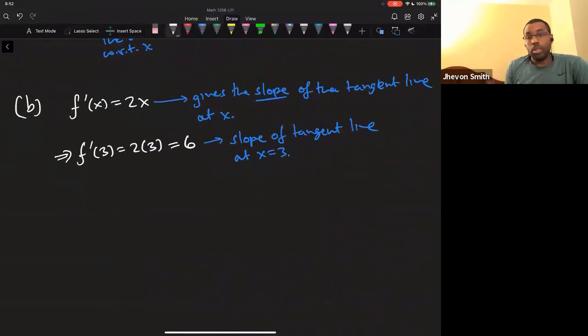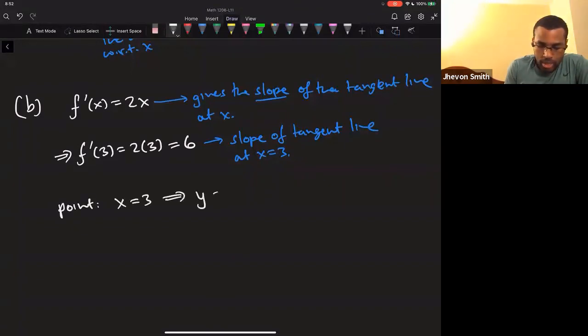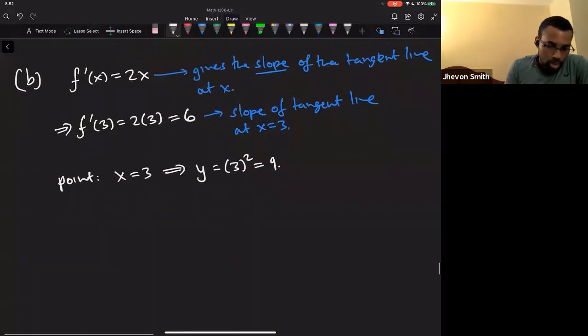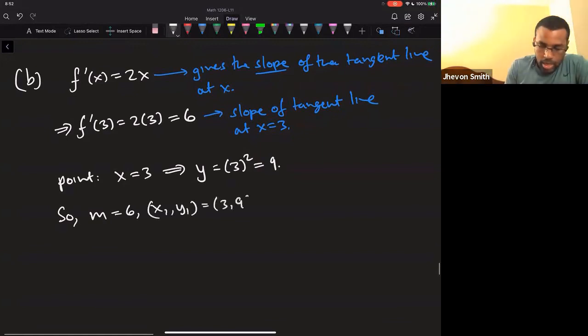Now, to find the equation of a line, we don't just need the slope, we need a coordinate. So to find a point on the line, we know that x equals 3. This means that your y is equal to 3 squared, which is 9. So we have m is equal to 6, and (x1, y1) is equal to (3, 9).